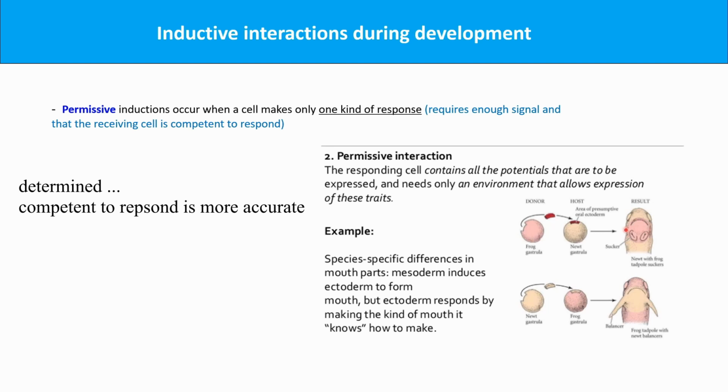But the other way to see it is that the signal that comes to induce the formation only has one possibility. This ectoderm only knows how to make this kind of mouth, but it needs an inductive signal to do it. But the inductive signal cannot tell it which type of mouth to become, only to become a mouth.